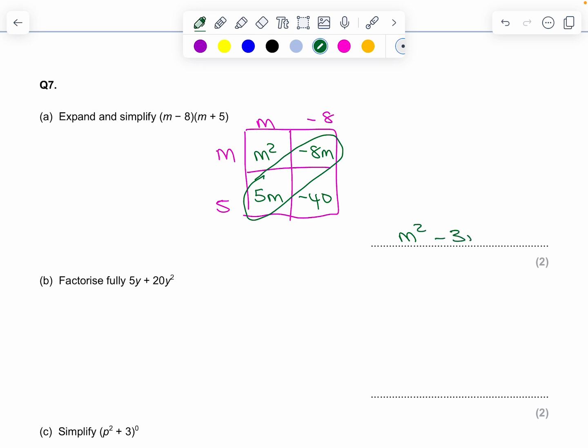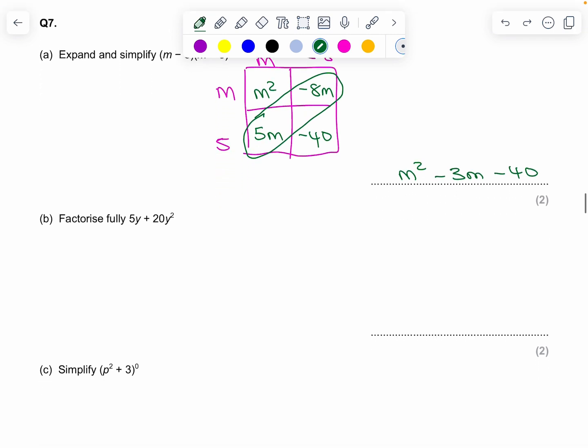minus 3m minus 40. Okay, and you got 1 mark for getting all these 4 terms in the grid. So all these 4 terms here, the m squared, the minus 8m, the 5m, and the minus 40. Even if you didn't simplify, that was at least 1 mark.